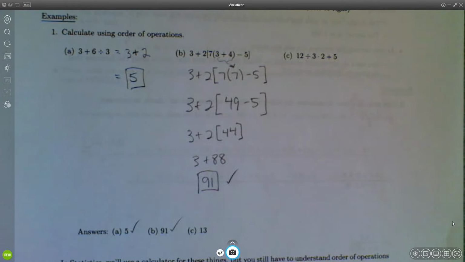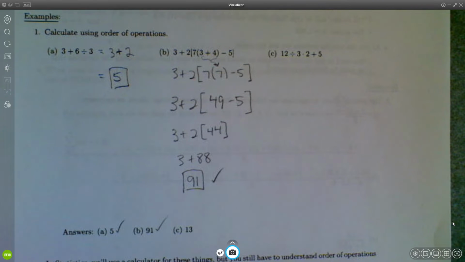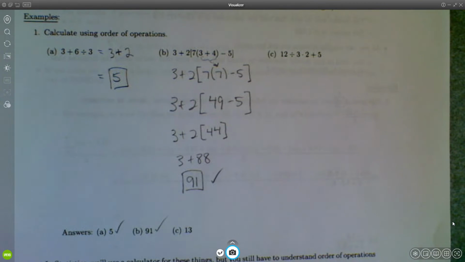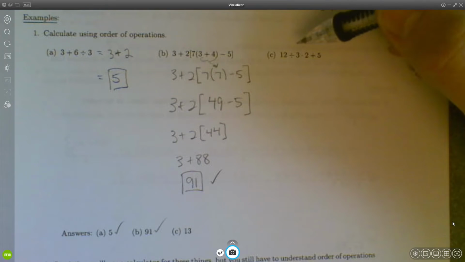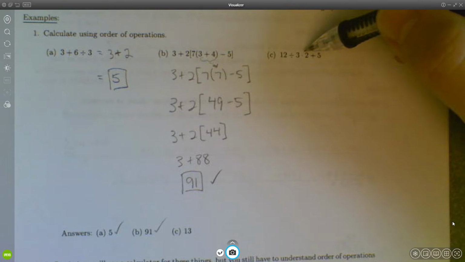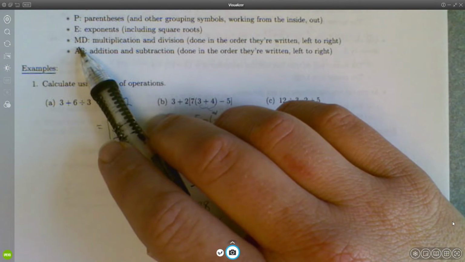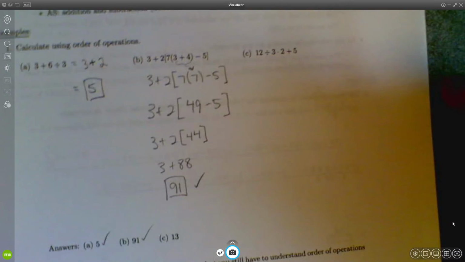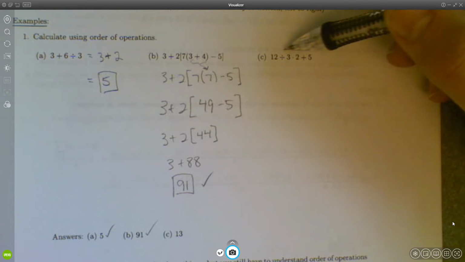Okay. Finally, we have part C. Part C says we've got to do 12 divided by 3 times 2 plus 5. Now, I'll repeat again. A lot of times students think PEMDAS, right? M comes before D. So I have to do this multiplication first, and then I have to do the division. But that's not quite right. M and D, multiplication and division, are done in the same step, in the order that they're written, left to right. So we're actually going to do the division first, right?